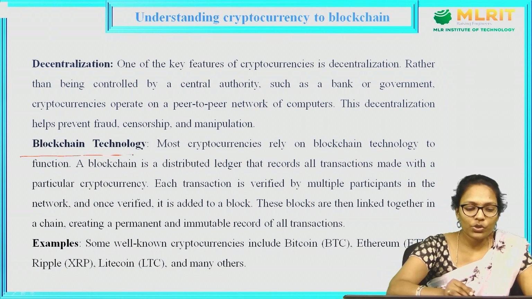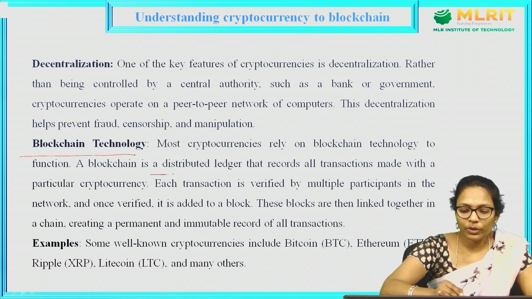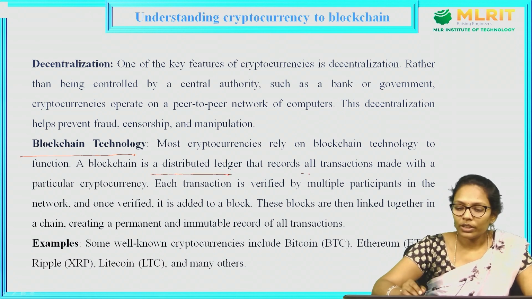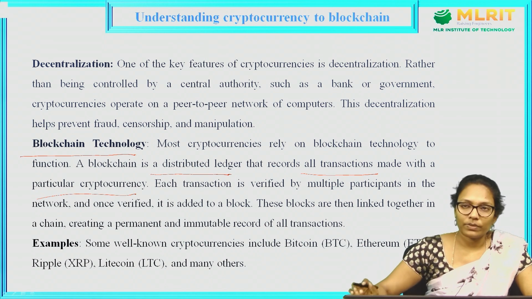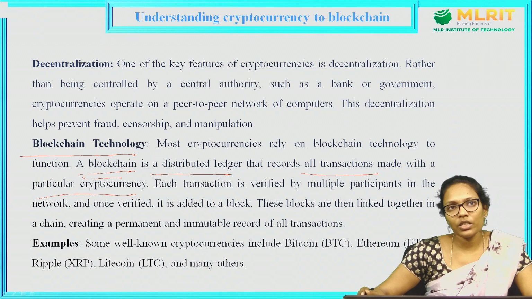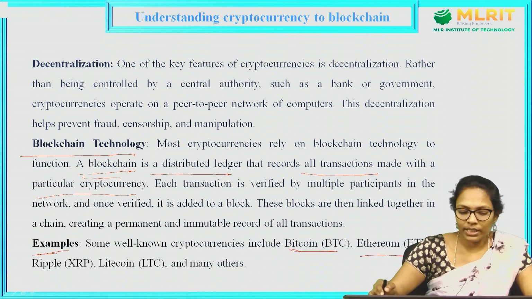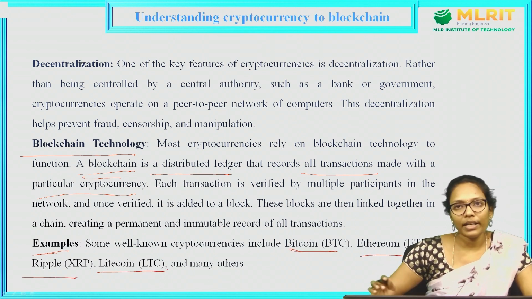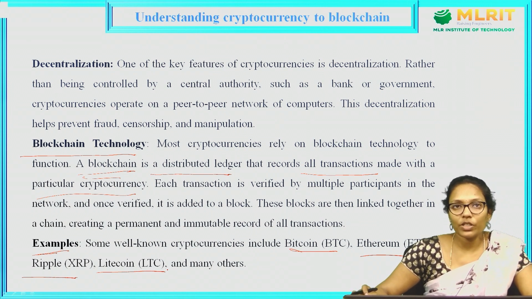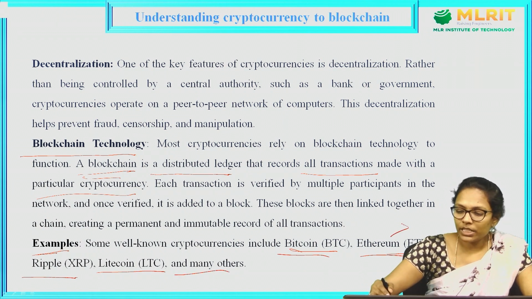And next is blockchain technology. Most cryptocurrencies follow a technology called blockchain, which maintains a distributed ledger that records all the transactions made with a particular cryptocurrency. Blockchain is a decentralized distributed ledger which maintains an immutable ledger. Examples of cryptocurrency are Bitcoin, Ethereum, Ripple, Litecoin, Namecoin. We have so many cryptocurrencies which are based on blockchain technology. All these are applications of blockchain.